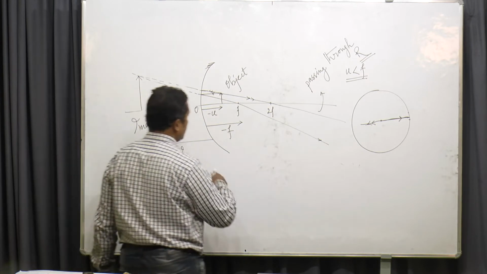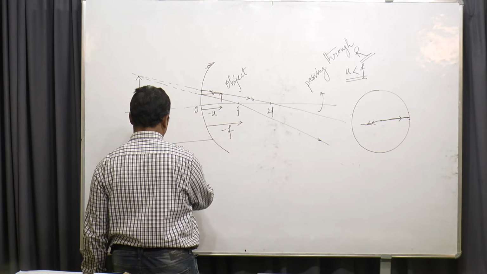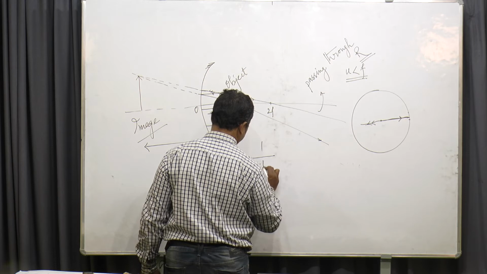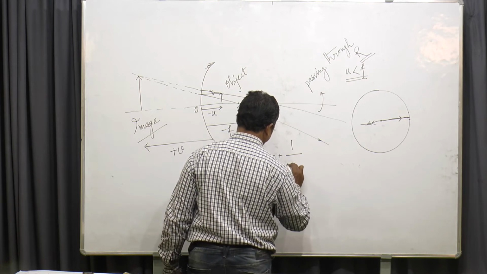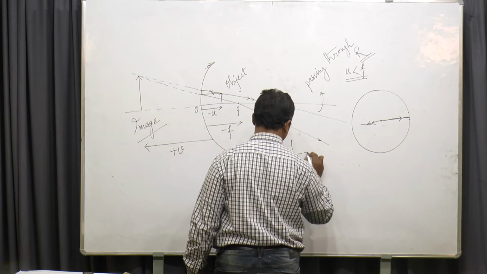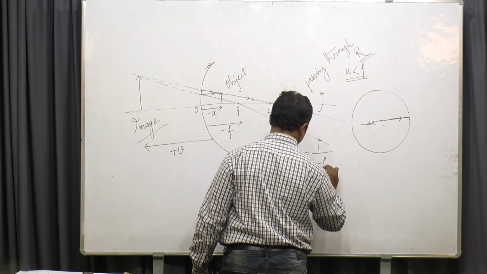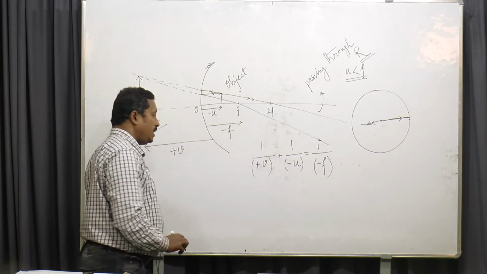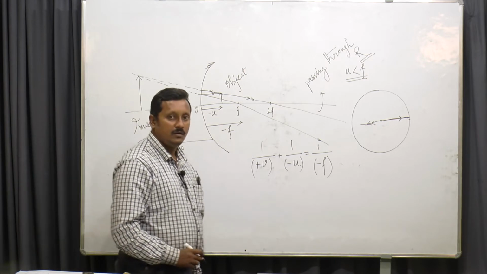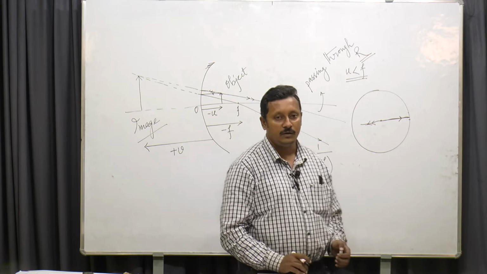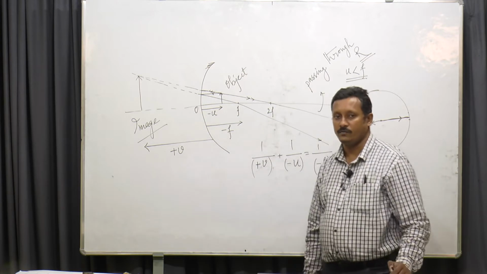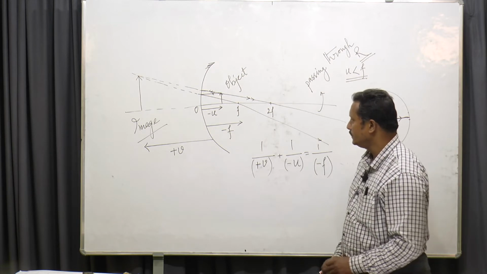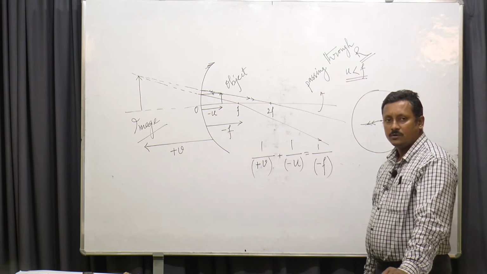So if you use this type of values of U, V and F in the standard equation, this will be 1/V minus 1/U equals 1/F. So you use this sign convention, then you go for calculation, your result will be quite correct. Otherwise this result will not be as expected in the correct form. Sign convention is very important. So these are the things about spherical mirror.